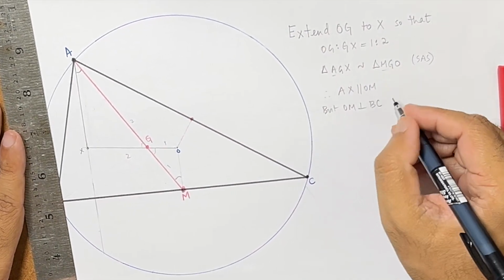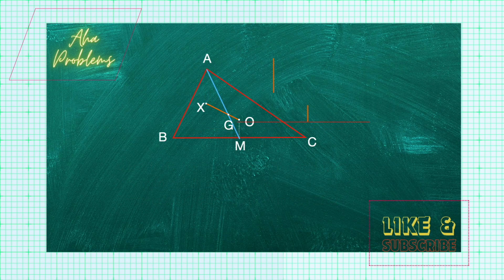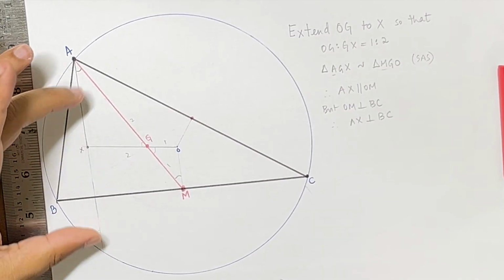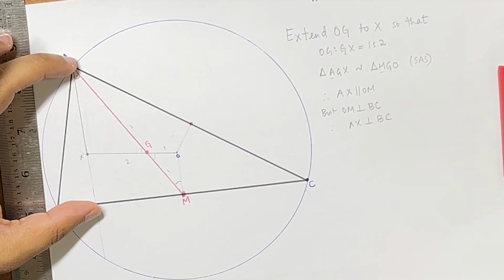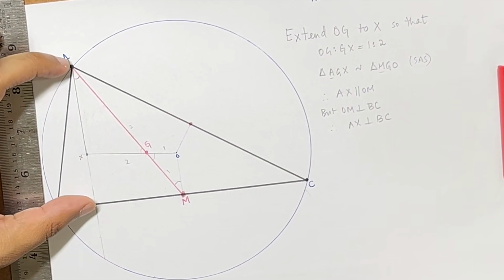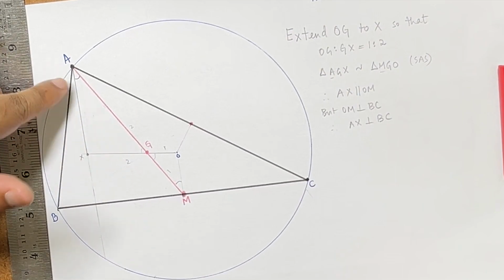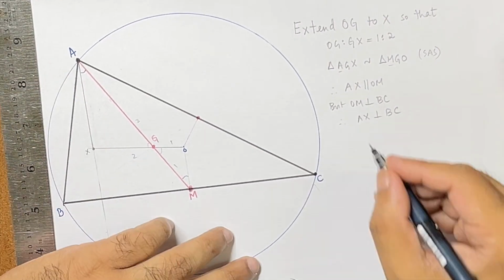Okay, so OM is parallel to AX, but remember OM is perpendicular to BC. And therefore we have AX perpendicular to BC. Now here's the beautiful thing. Whatever this point X was, since AX is perpendicular to BC, it means that X lies on the altitude dropped from A to BC. If you look at the perpendicular from A to BC, X lies on that.